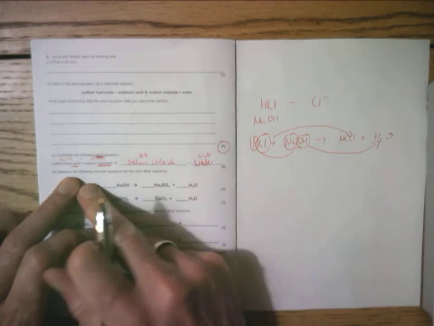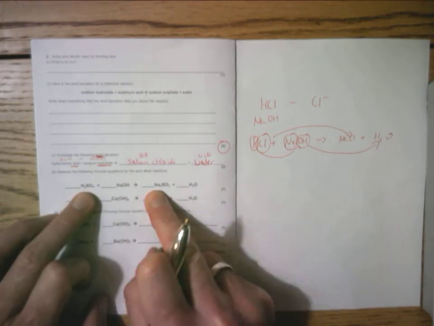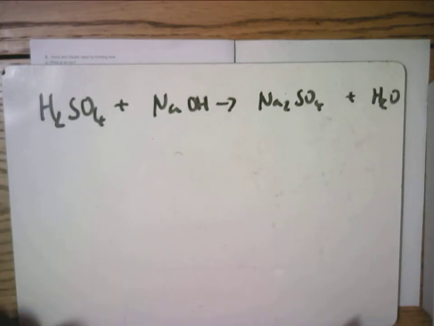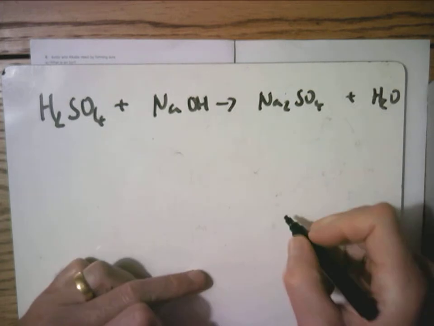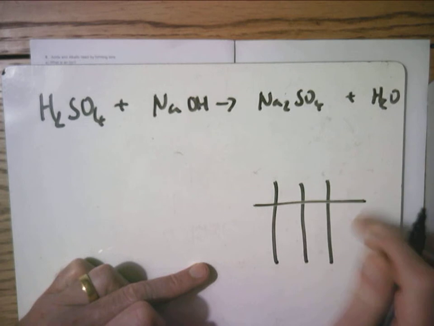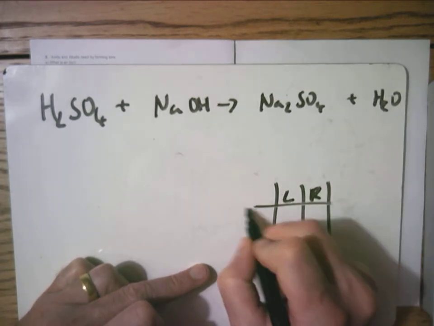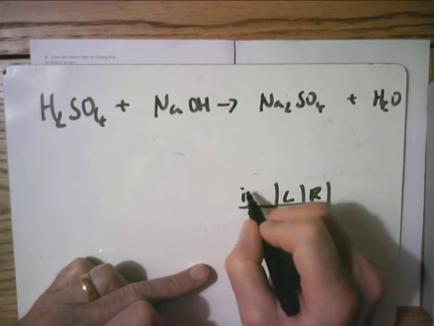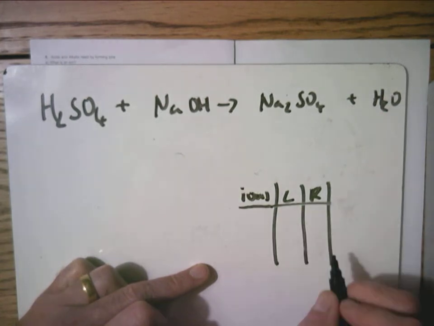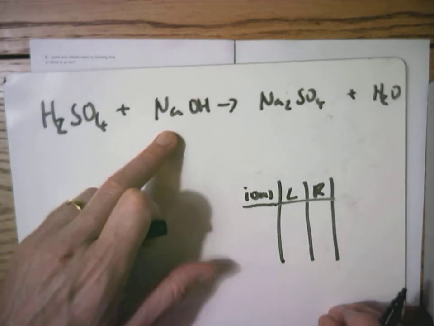Okay, balance the following formula equations for the acid-alkali reactions. So it gives you the equation, and here's one I've prepared earlier, and it's going to ask you to balance it. So what we're going to do, on a piece of scrap paper somewhere, we're going to write our tally chart, and our tally chart is left and right and ions, and then we're going to do some counting. Okay, we're going to look to see what we've got on the left.